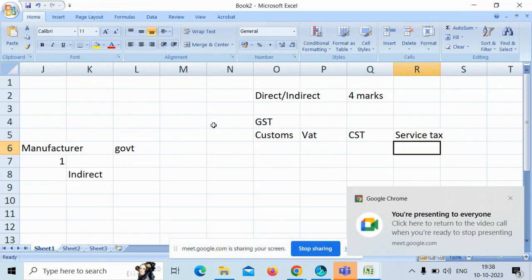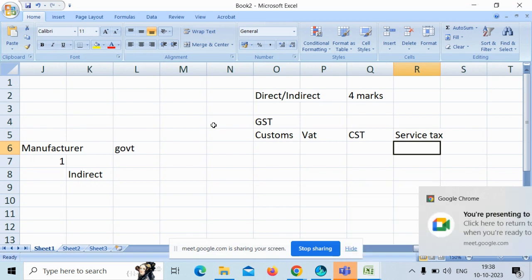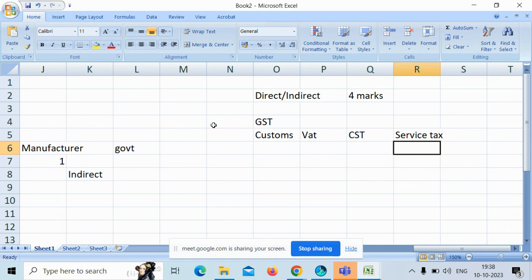There were lots of taxes such as customs, VAT, CST, service tax, a bunch of taxes. Now, I'll have to work. Suppose I'm a service provider, I was supposed to go for service tax. If I'm a service receiver, service tax. If I'm a trader, I purchase goods, I sell goods, VAT. If I am dealing in customs, meaning export, import, then customs came into the picture. Manufacturer, excise. So there were so many taxes before GST.